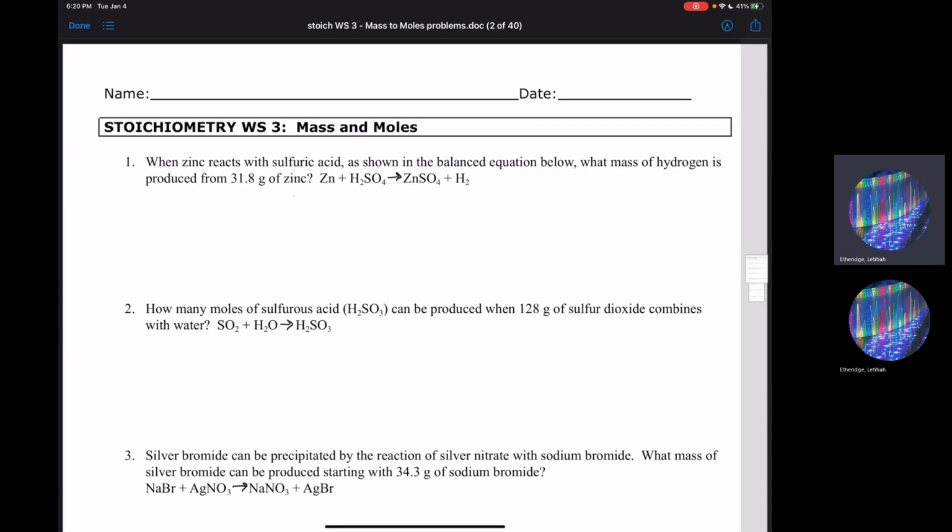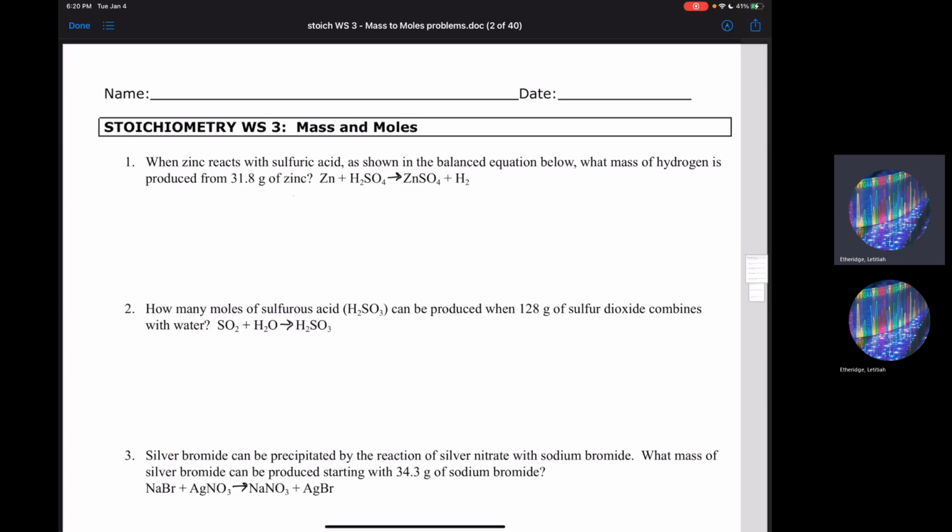Hello guys, this is going to be worksheet 3. We are now in the third concept for stoichiometry. Now we are going to be rolling with a little bit more of your molar map.